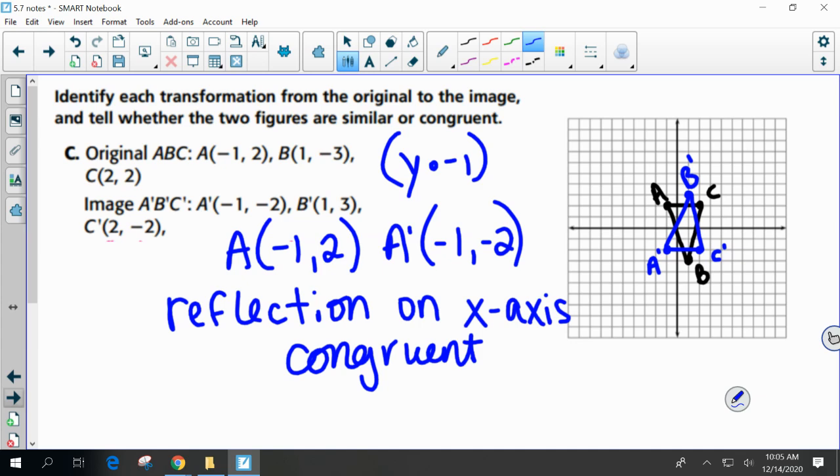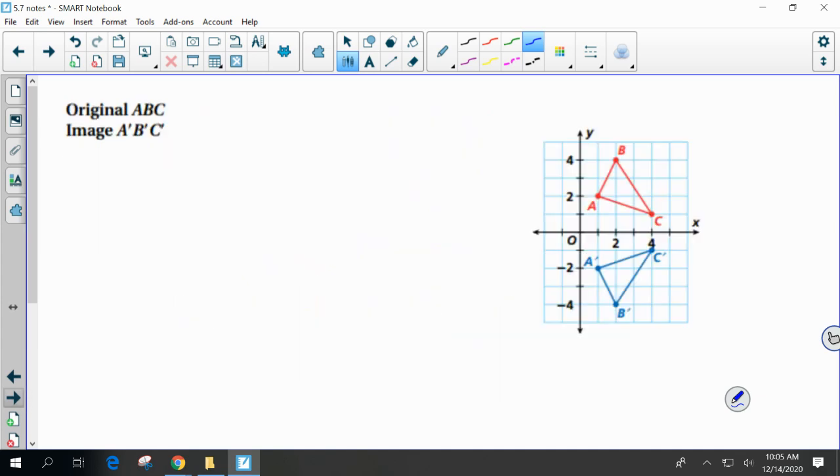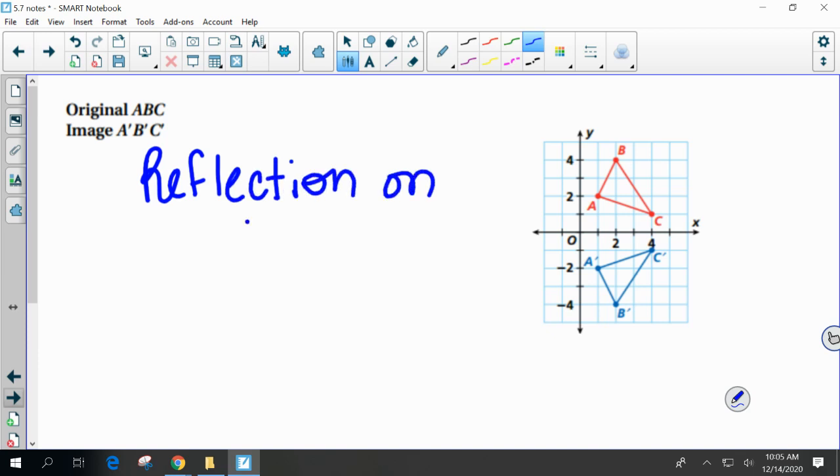Okay, on that last problem, we already have the graph done for us. So if you just look at this graph, are the letters in the same location? No, so translation is out. Are they the same size? Yes, so dilation is out. So we're looking at rotation or reflection. Reflection. You guys are saying reflection. Which axis is it reflecting over? Correct. So reflection on x-axis. And it is congruent.